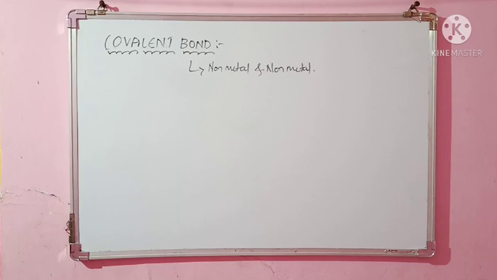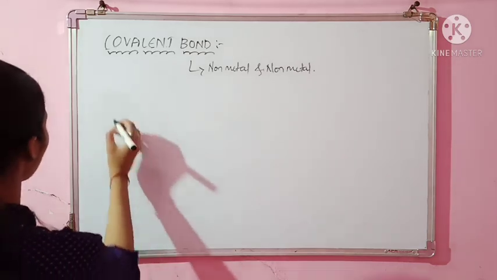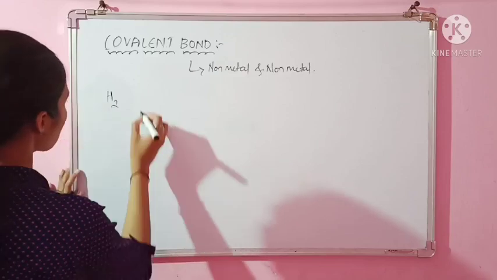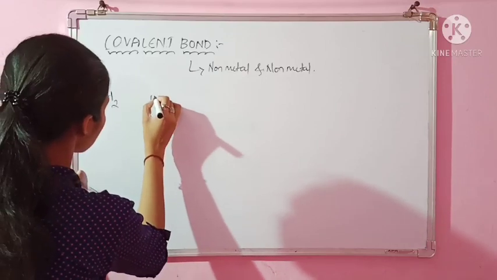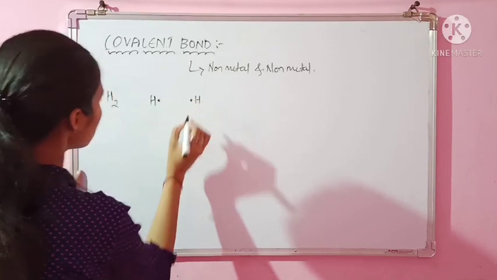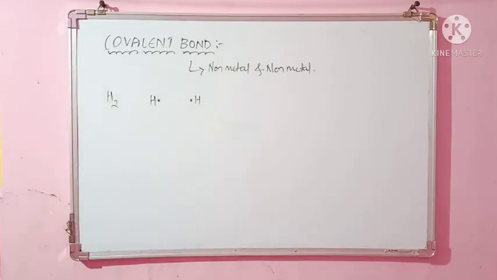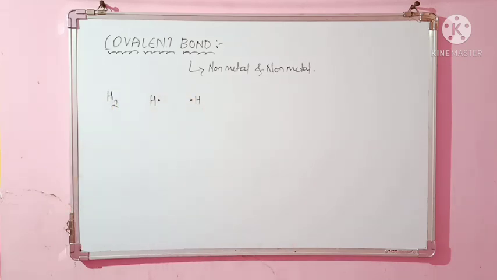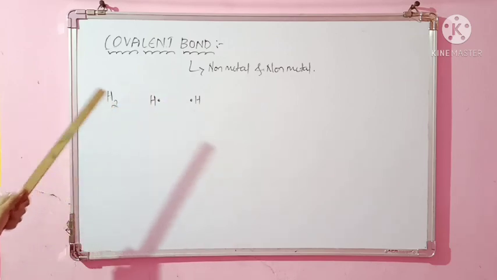The first example I take is a hydrogen molecule. Hydrogen is made of two H. One H I take, and one H I take. You know that each will have one outermost valence electron. The dot I am showing is nothing but your valence electron. Valence electrons are those electrons which are in the outermost orbit.